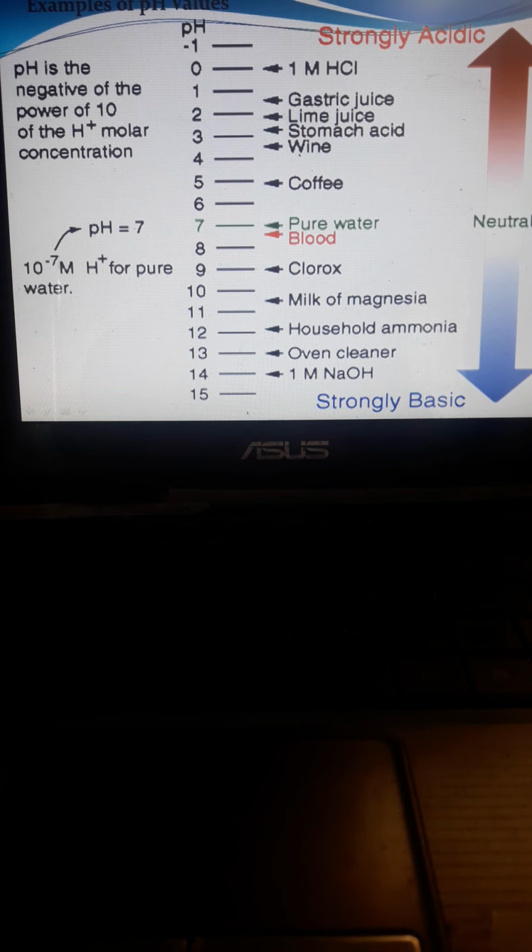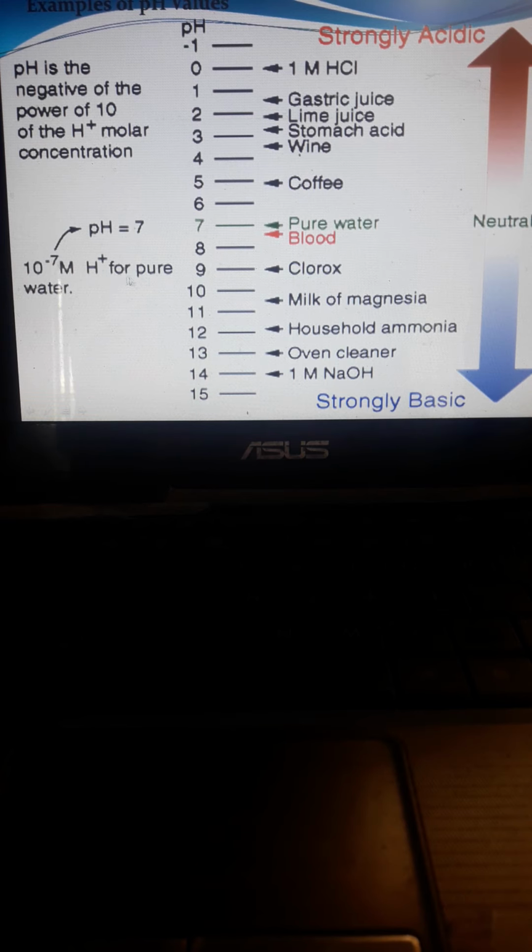To continue with our discussions, we have examples of pH values. So we have strongly acidic substances, and we have strongly basic substances or samples. So pH is the negative of the power of 10 of the hydrogen molar concentration. Usually the hydrogen ion concentration of pure water is 10 to the negative 7. So that is almost pH equals 7.